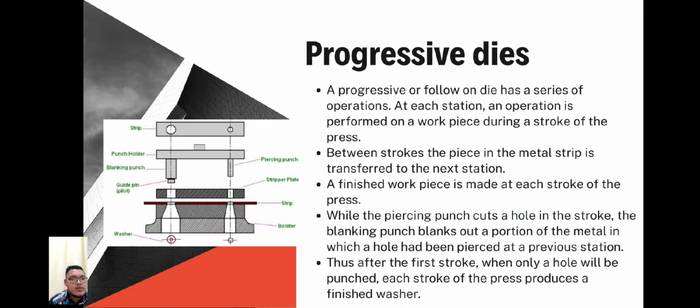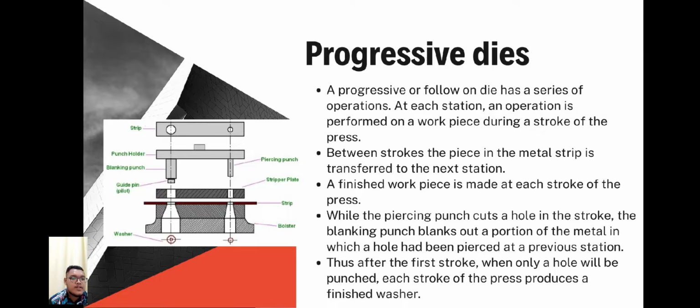And then the progressive dies. A progressive or follow-on die has a series of operations. At each station, an operation is performed on a workpiece during a stroke of the press. Between strokes, the piece in the metal strip is transferred to the next station. A finished workpiece is made at each stroke of the press.